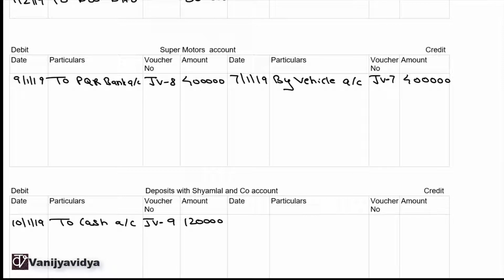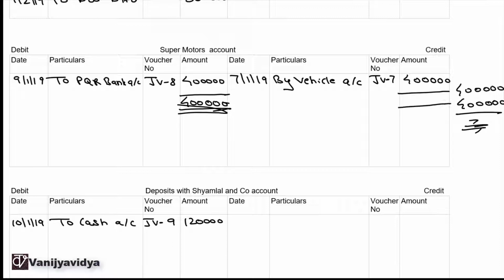Super Motors account. Total of debit side is 4 lakhs. Total of credit side is also 4 lakhs. So there is no balance which is carried forward or brought forward. So we just take a total. Total of debit side 4 lakh. Total of credit side is 4 lakh. Now let's move on to the next ledger account.